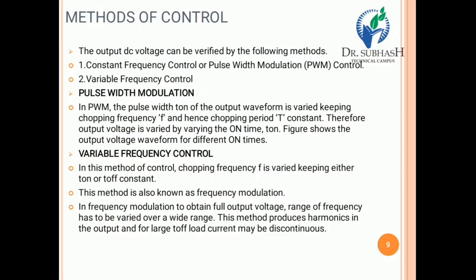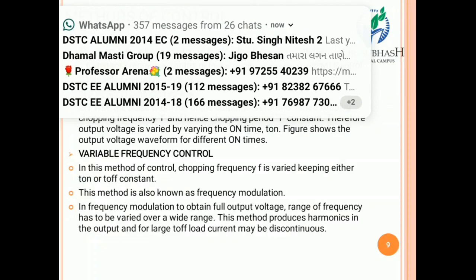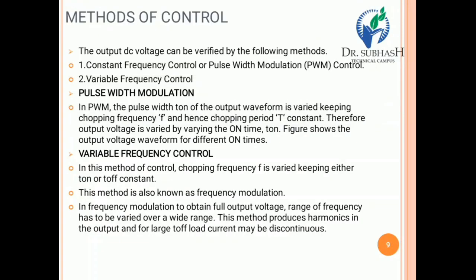Now the variable frequency control. In this method the chopping frequency f is varied, keeping either T on or T off constant. We can vary the chopping frequency f, and either keep T on or T off constant. This method is also known as frequency modulation. The previous one is known as pulse width modulation, and this one is known as frequency modulation.